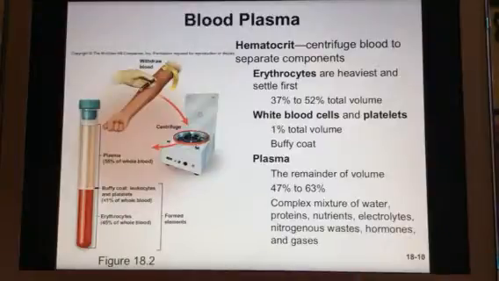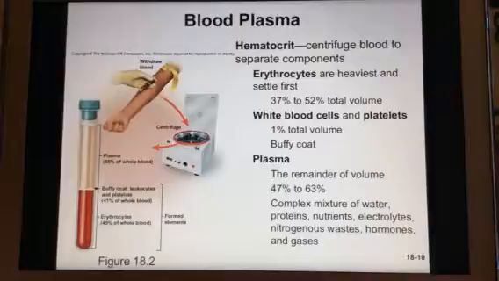So looking at just the blood plasma, when we separate blood with a centrifuge, it's called a hematocrit. That basically separates the components, puts all the cells together, puts all the plasma together. And so when we're looking at someone's blood, the hematocrit can tell us if there's any kind of imbalance, not enough blood cells, or other types of problems. The erythrocytes are the heaviest, and so when they're centrifuged, that means they're spun around, they're going to settle to the bottom.